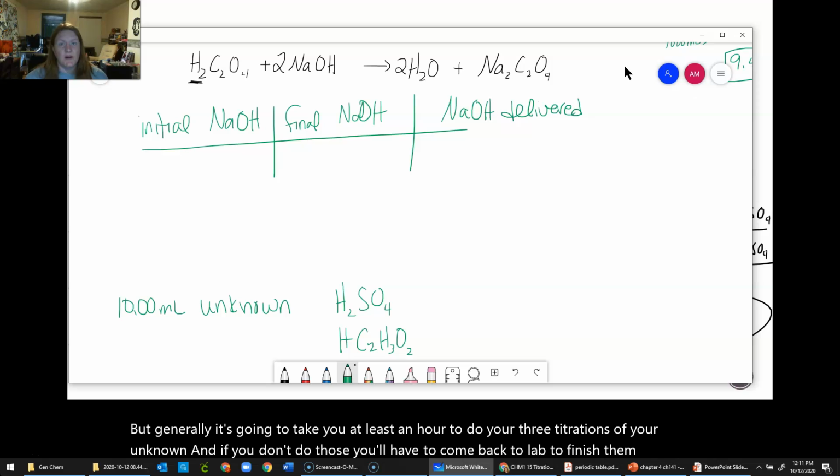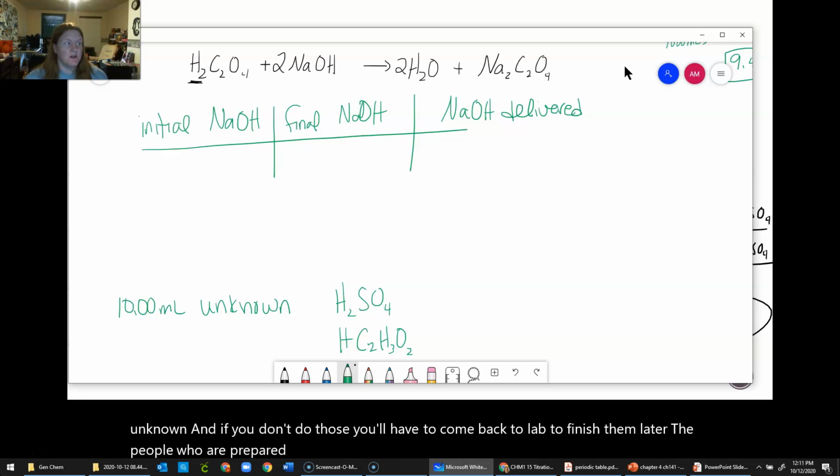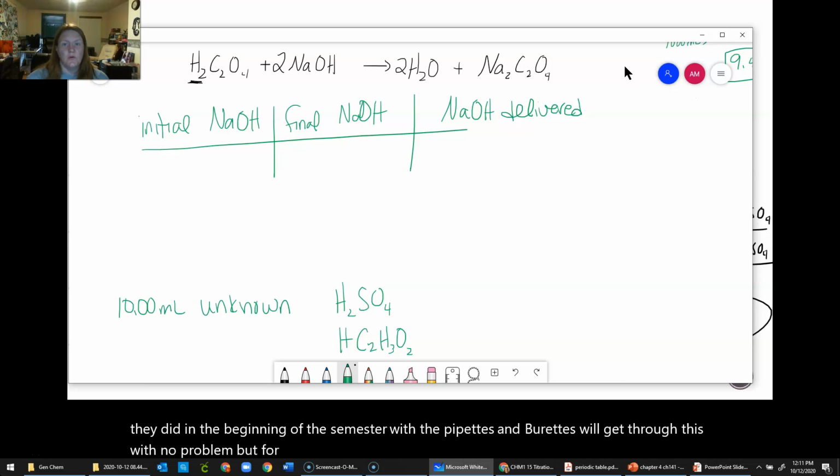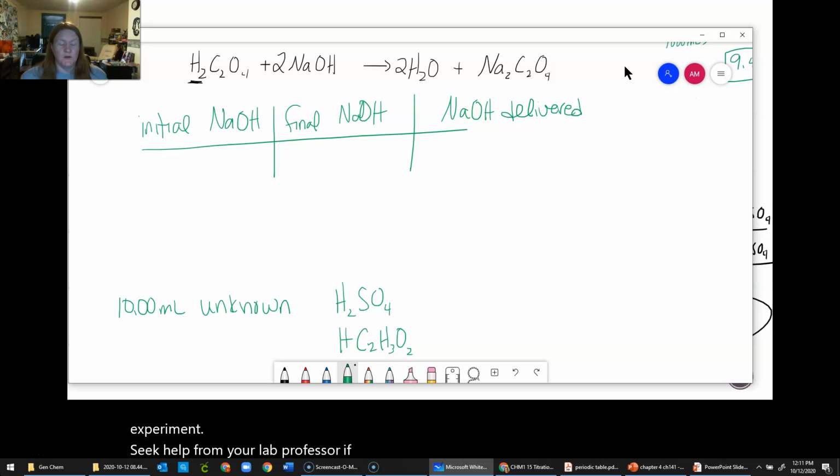The people who are prepared and have watched the skills videos and sort of thought about what they did in the beginning of the semester with the pipettes and the burettes, we'll get through this with no problem. But for those of you who don't remember that or struggled or missed that experiment, seek help from your lab professor if you're having difficulty getting repeatable measurements.